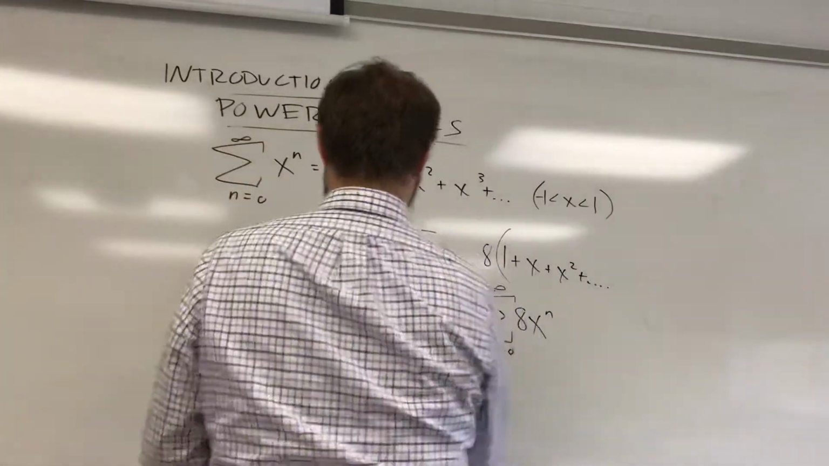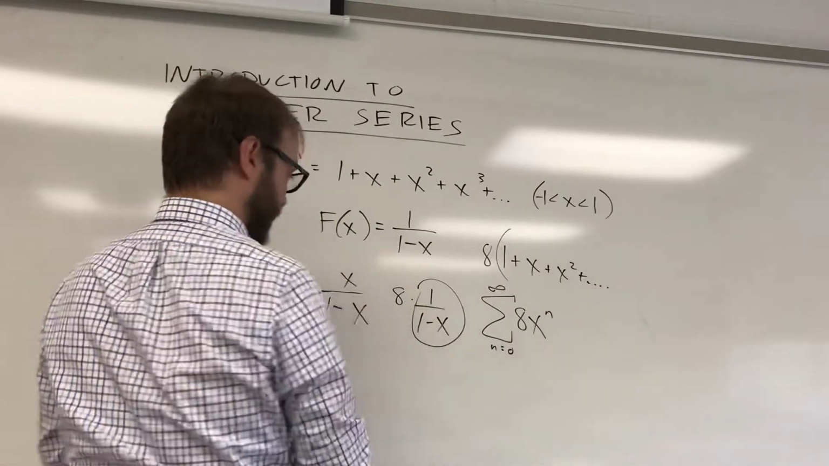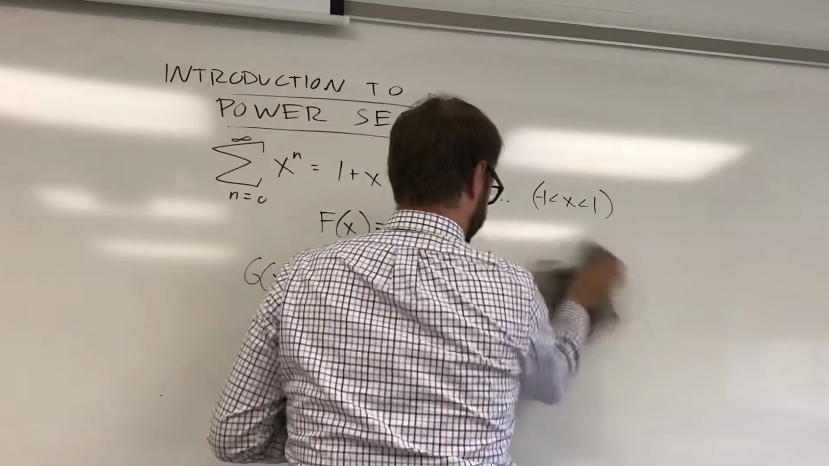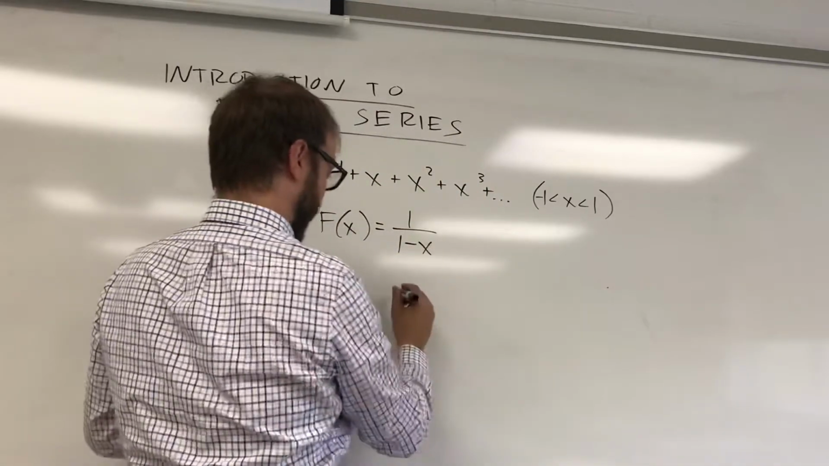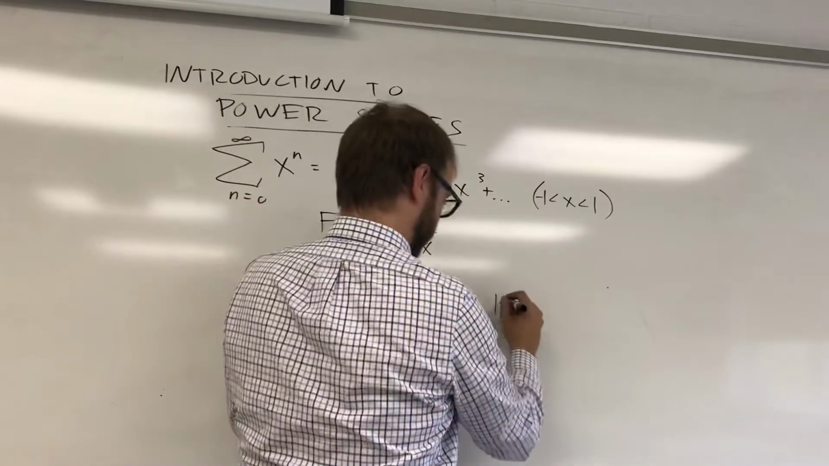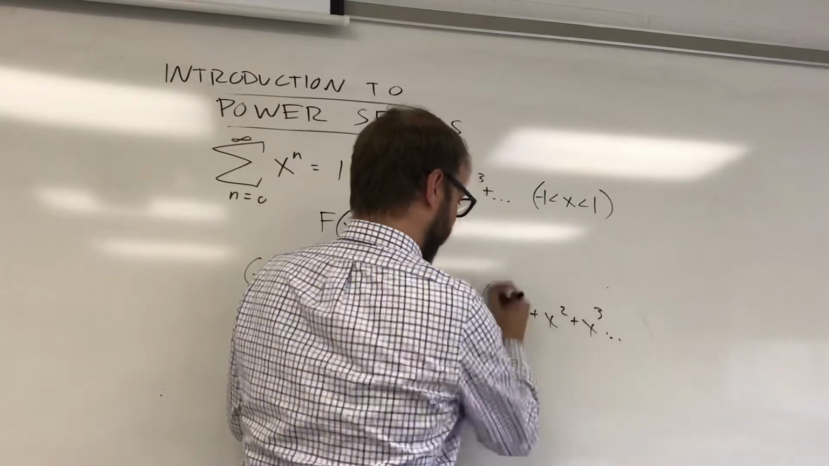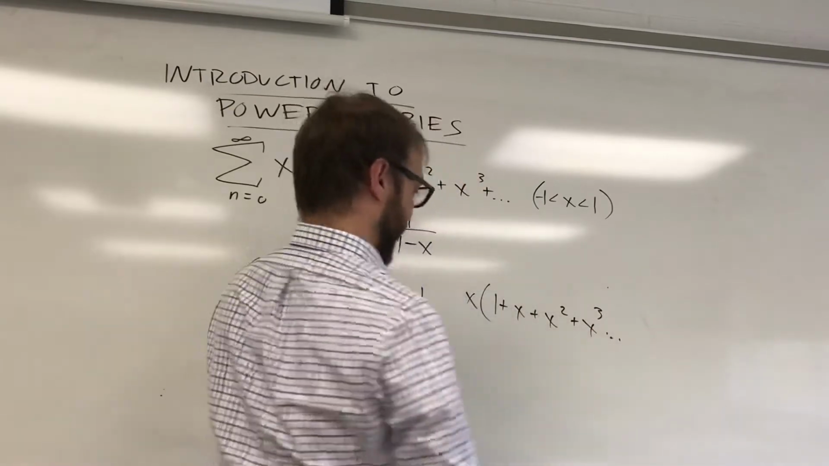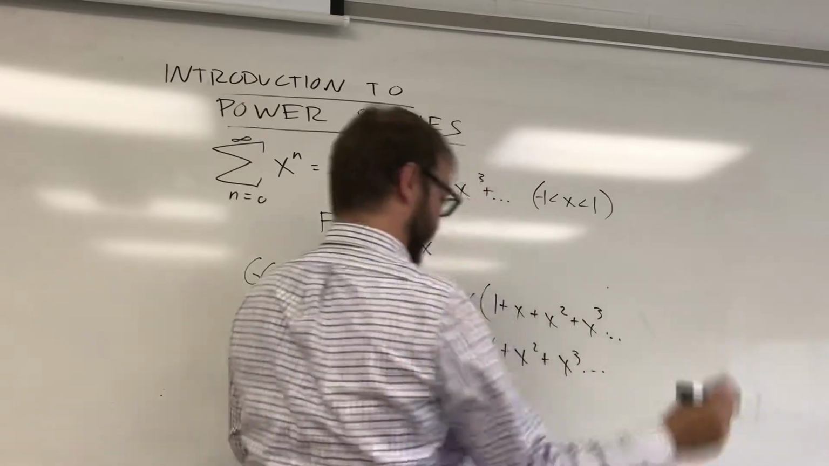If you had a function x over 1 minus x, hopefully you would notice, hey look, that is literally just the 1 over 1 minus x function multiplied by x. So I'll write out the series, 1 plus x plus x squared plus x cubed and so on. And then I'll just take that whole series and I'll multiply it by x. And that'll give me x plus x squared plus x cubed and so on.